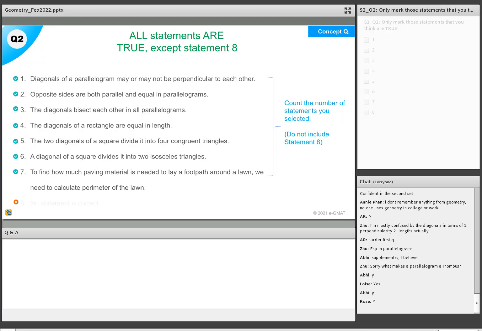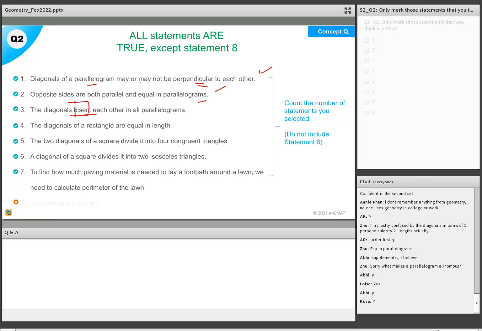Let's go through this also very quickly before I get into the main aspect. Diagonals of a parallelogram may or may not be perpendicular. Absolutely. In a square or a rhombus, they are perpendicular, but in a parallelogram, not necessarily. So this is correct. Opposite sides are parallel and equal. Correct. Diagonals bisect each other in all parallelograms. Also correct. The diagonals may not be equal, but they bisect each other. Whether it is a parallelogram, rhombus, square, or rectangle, doesn't matter. In all these quadrilaterals, the diagonals bisect each other. So this is also correct.